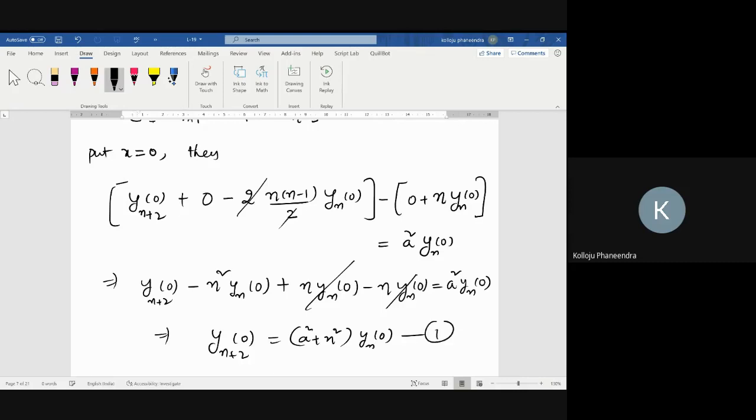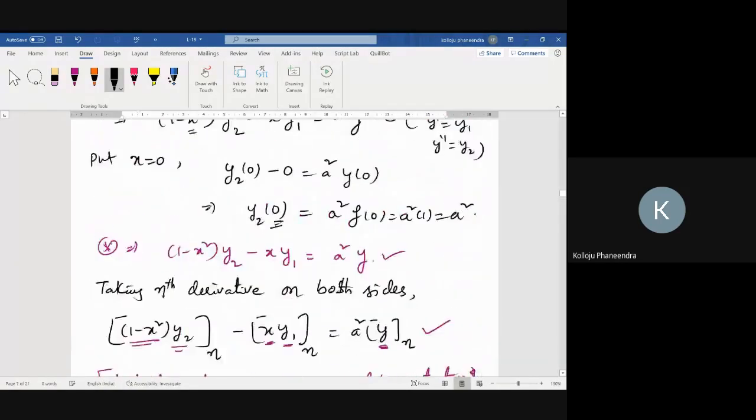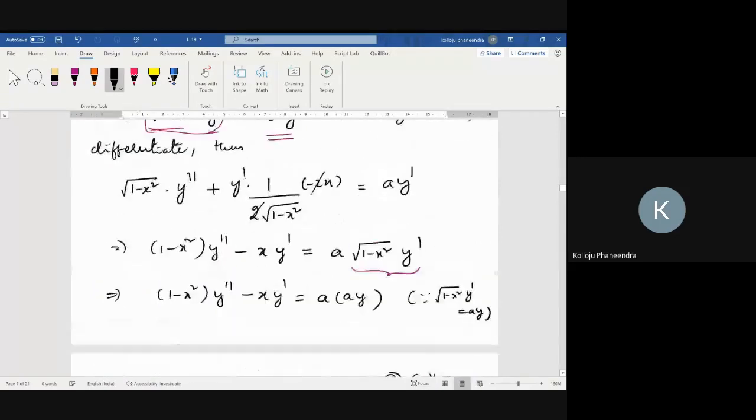This is expression 1. This is valid for what? Already up to y2 we have calculated. y2 0 is over. So this is for n greater than or equal to 1. That means we are getting derivatives y3 and so on. Okay. Now for n equal to 1. N equal to 1 means y3 0. Y3 0 is nothing but what? N equal to 1 means a square plus 1 square, y1 0. What is y1 0? Where is it?